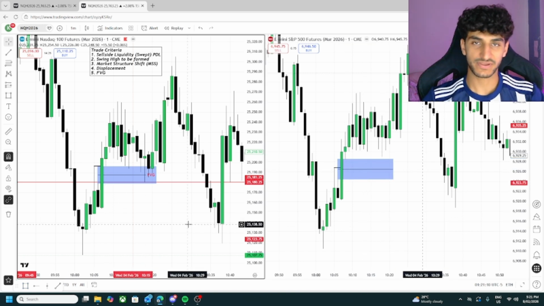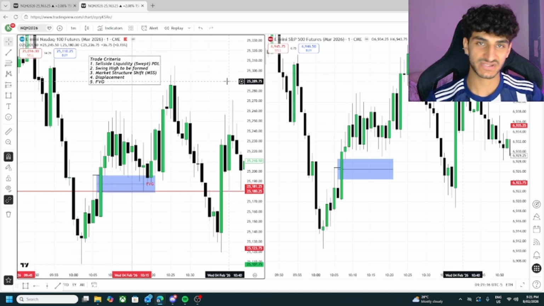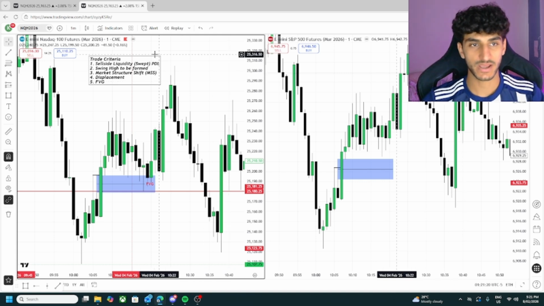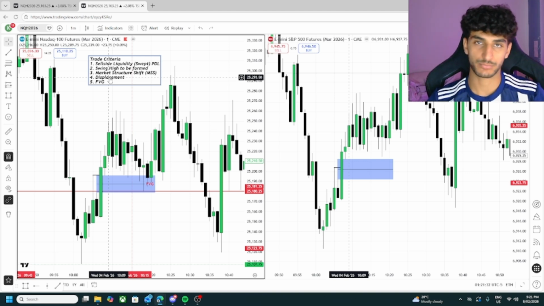Now, one thing that I have to tell you guys is that we don't have to see a fair value gap on ES&P 500. The only 3 steps that we must see on both assets to have a high probability trade are steps number 2, 3, and 4: the swing high, the market structure shift, and the displacement. All of these must be present in both assets in order to have a high probability trade.